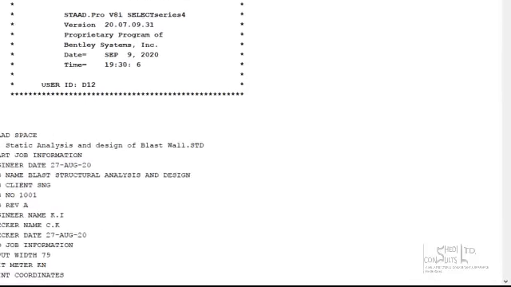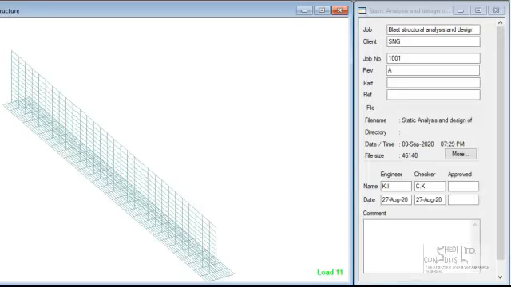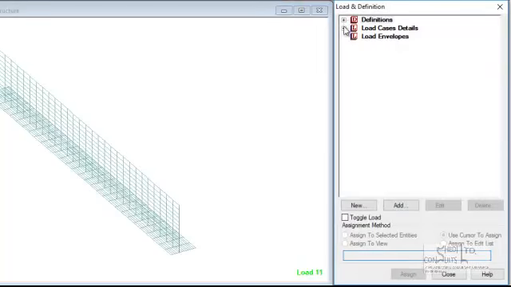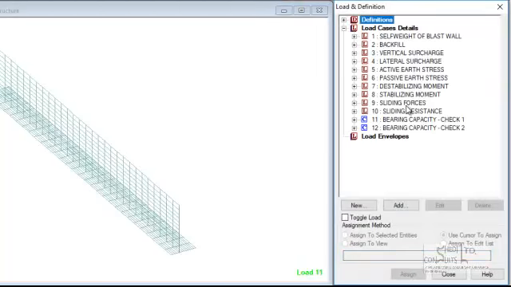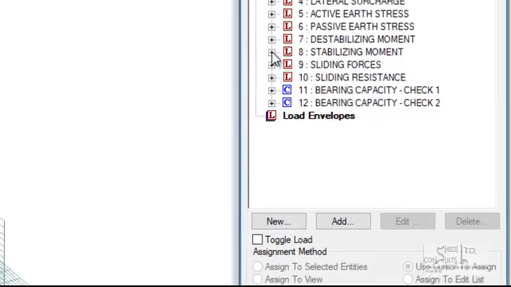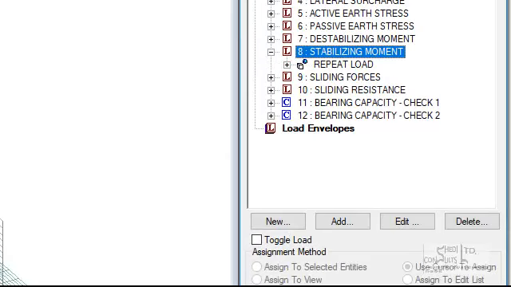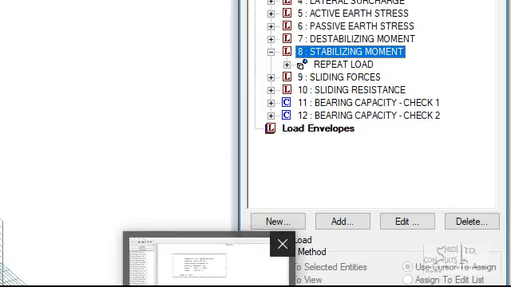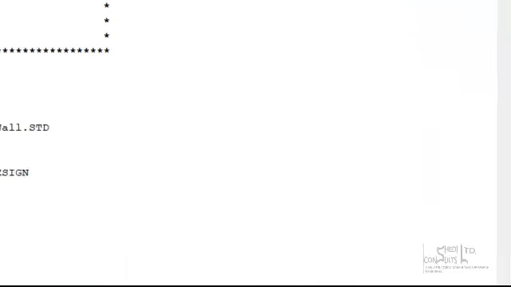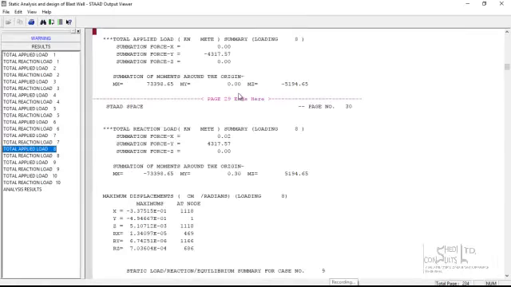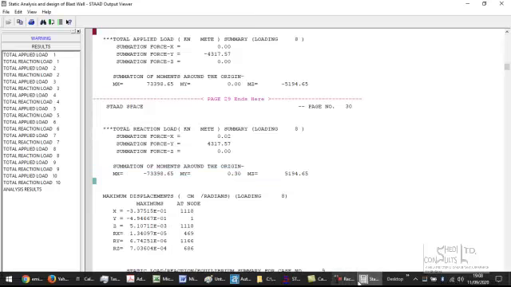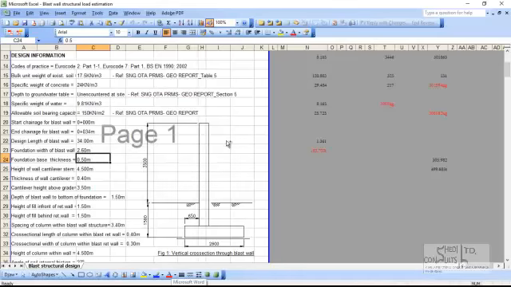When you go to the results, go back to your load cases and look at the stabilizing moments. Let's look at the stabilizing moments in load case 8. We check the summation of moments about the origin. For load case 8, the summation of moment about the origin is 5,194. So these are the stabilizing moments. You could put that down somewhere.